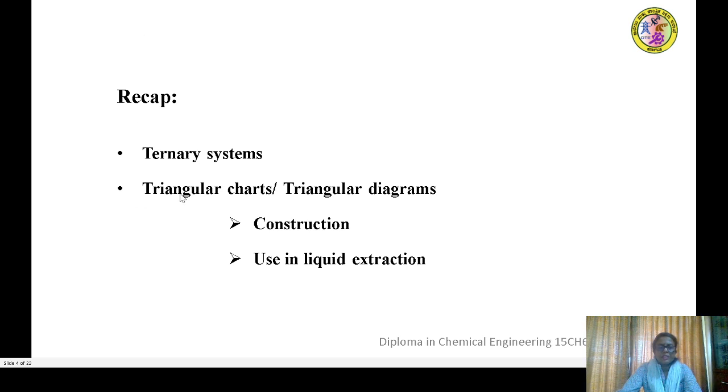So this is what you studied in the last class. The last class was meant for a discussion on ternary systems and how the composition of these ternary systems can be represented on triangular diagrams. So what is the significance of triangular charts, how they are constructed, and how they are used in liquid extraction operation, all that we discussed in the last class.